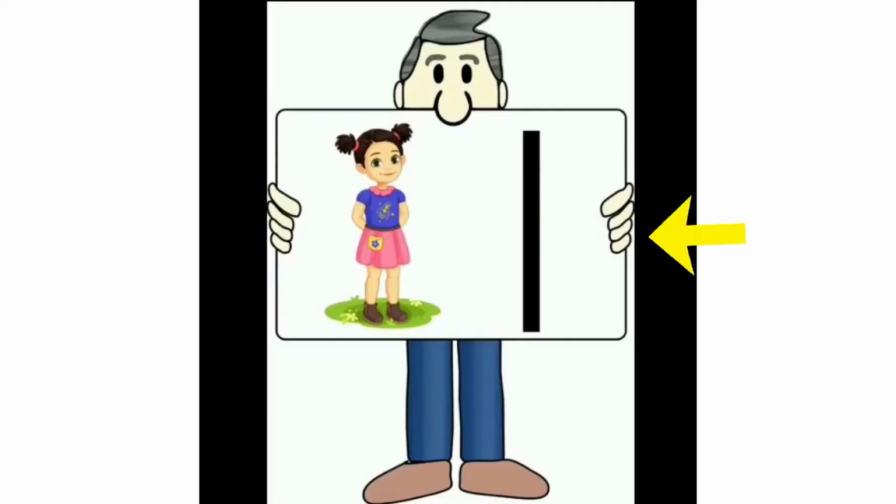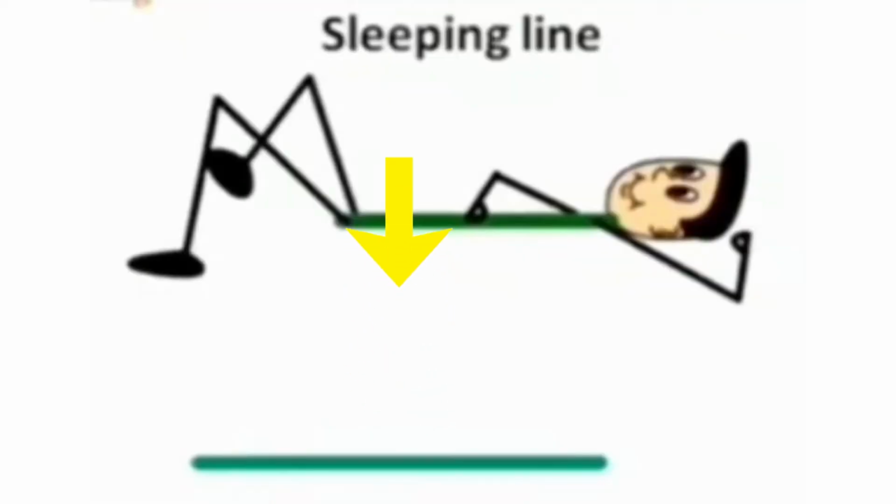Now it is time to learn sleeping line. This is a standing line. In this picture, the girl is in the standing position. This is a sleeping line. And here, this boy is in the sleeping position.